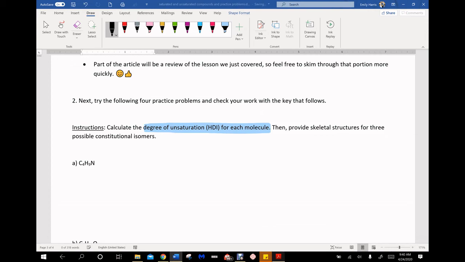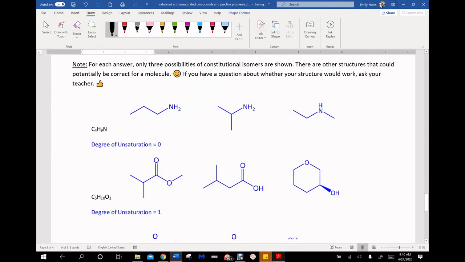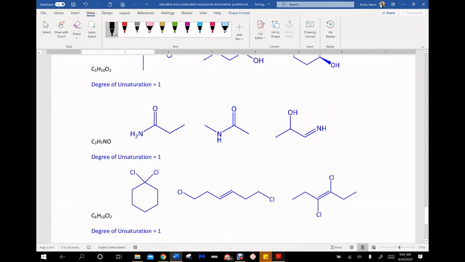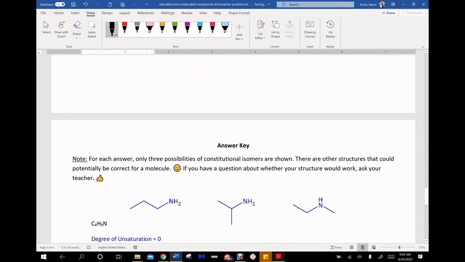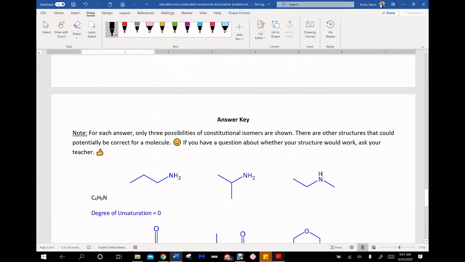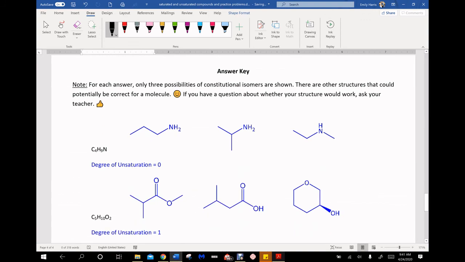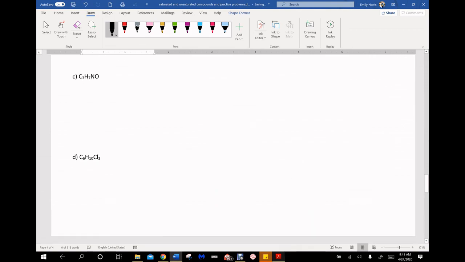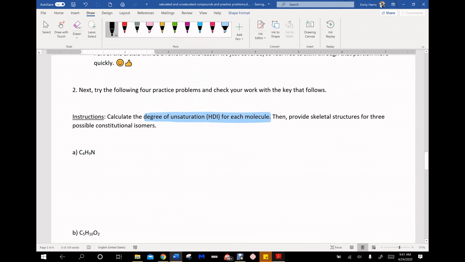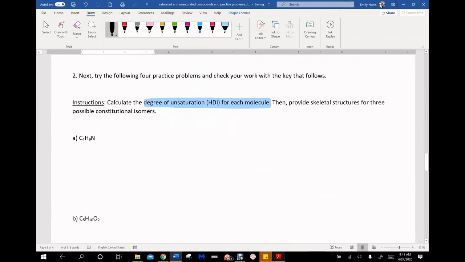Then after you finish those, you'll check your work with the answers on the back. For each answer, there are sometimes more than 3 possibilities, and on the answer key they've just given you 3 of them. If your answer doesn't match exactly, and you're not quite sure whether it's really correct, it may be, but you're more than welcome to let me know, and I'll be glad to check it for you.